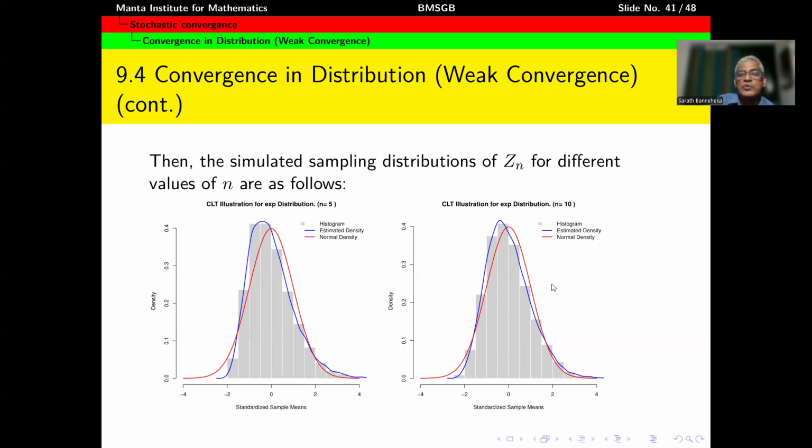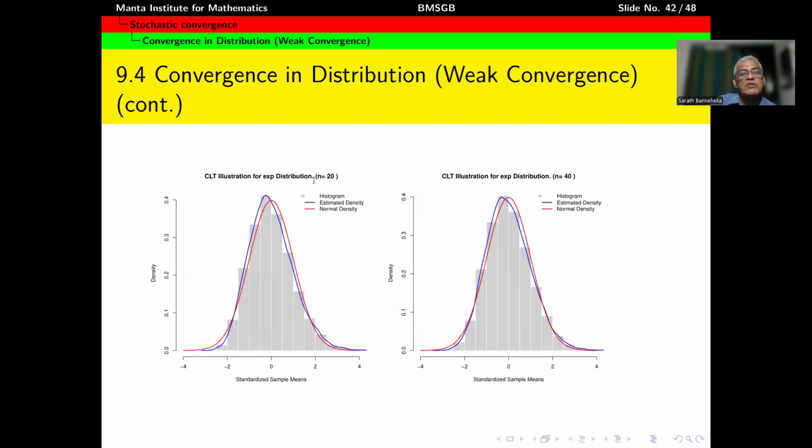And the red curve shows the standard normal distribution. You can see that the blue curve is closer to the red standard normal distribution when n is equal to 10 than when n is equal to 5. But there is still quite a big difference between those two. In the tails, they are different. In the middle also, they are different.